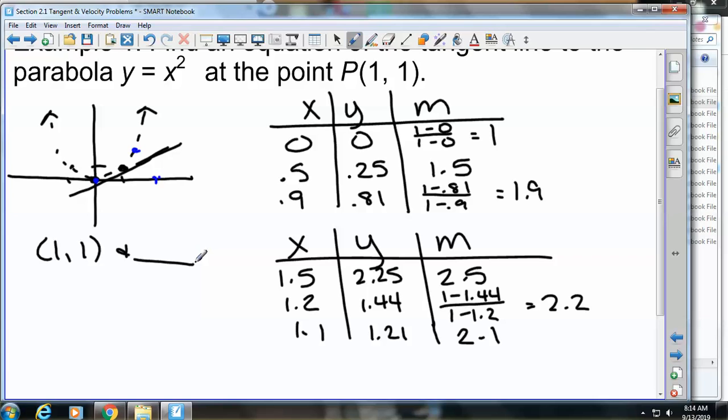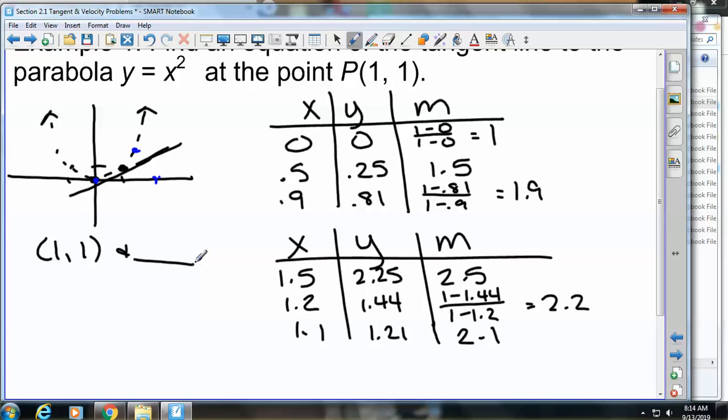My general rule when we're making these tables, we have to do a minimum of 3 points bigger and 3 points smaller. So a total of 6. Now, if you can't tell your trend from here, we could do more. If you want to get closer to 1, you could do 0.99, 0.999. Or this way, we could do 1.01, 1.001. You can always do more points.